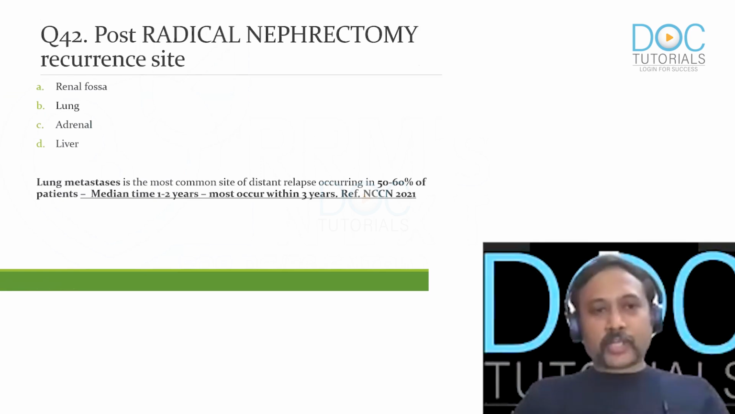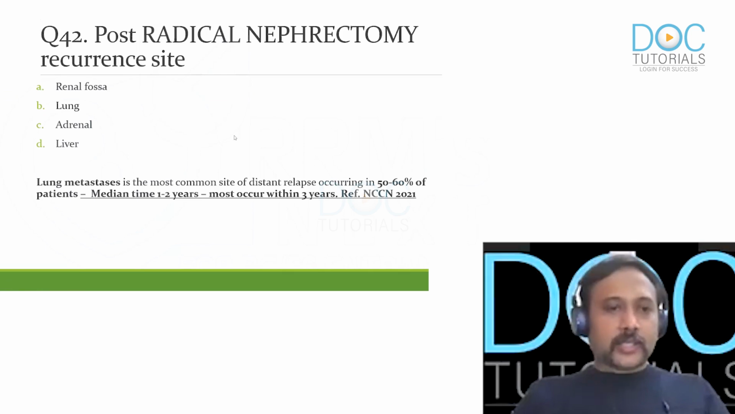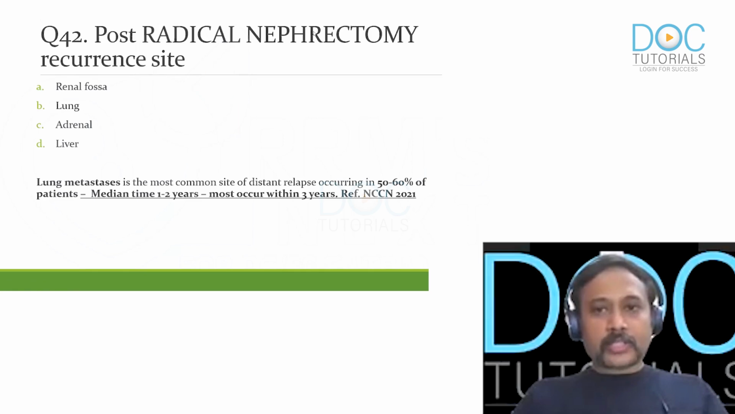So post-radical nephrectomy, which is the most common recurrent site? Many of you will already know the answer to this one. It's not actually the renal fossa, it is the lungs. Local recurrence in the renal fossa after radical nephrectomy is a relatively rare phenomenon. It is one of the other common sites, but lung is the most common site where recurrence happens after radical nephrectomy.